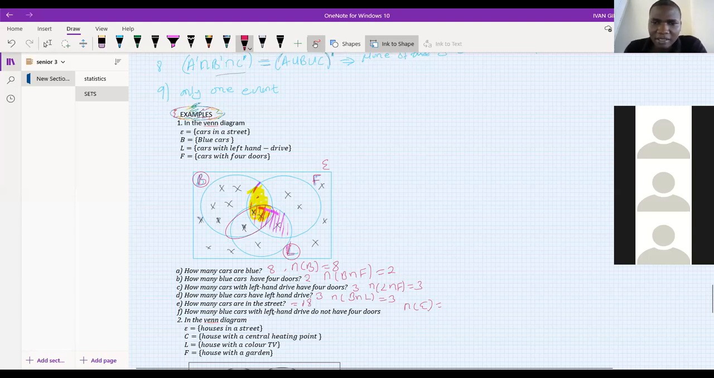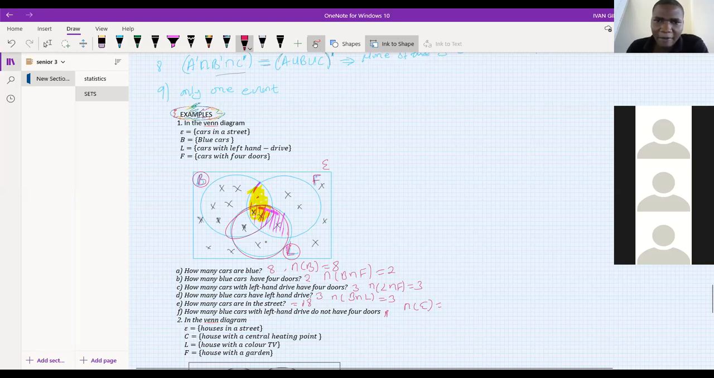How many blue cars with left-hand drive do not have 4 doors? How many cars? Yes, Ezra? They're saying how many cars with left-hand drive do not have 4 doors? So I'm going to look, the set we're talking about is this one. Number of cars with left-hand drive that do not have 4 doors.